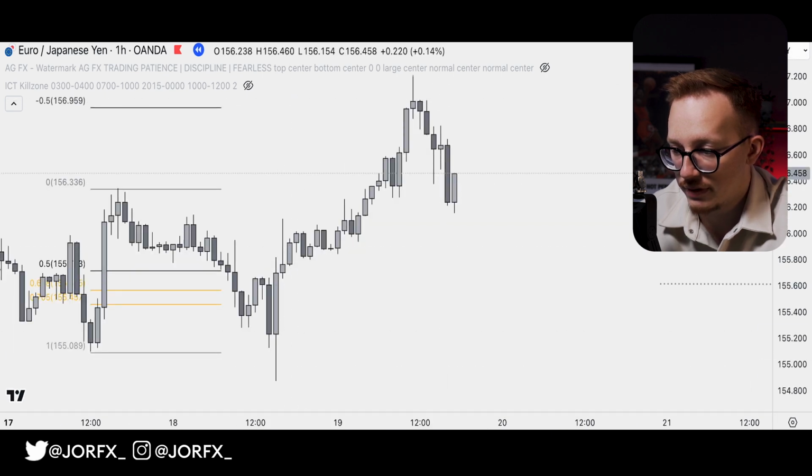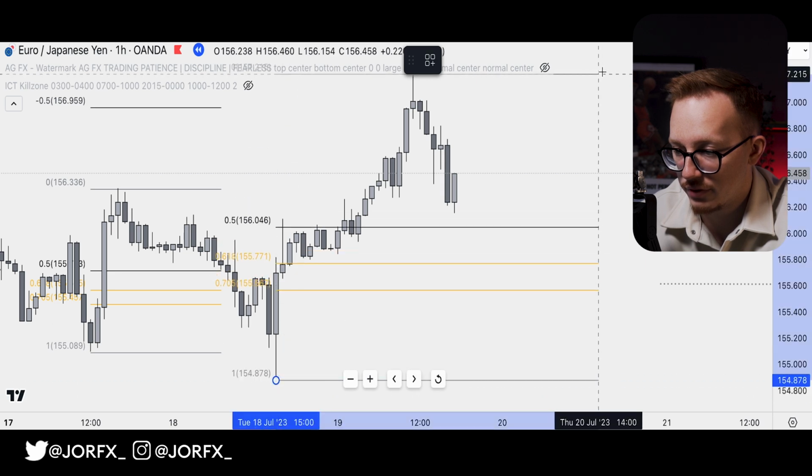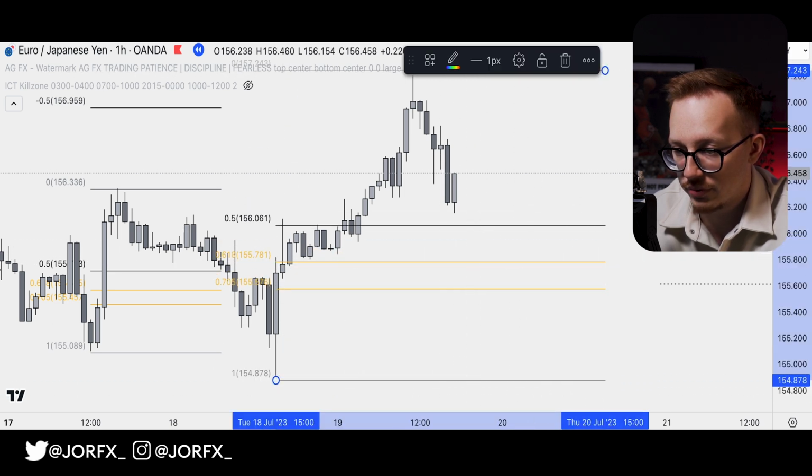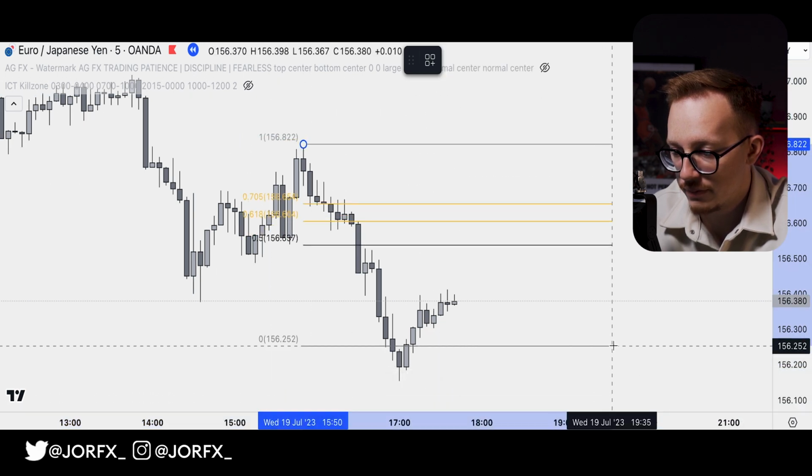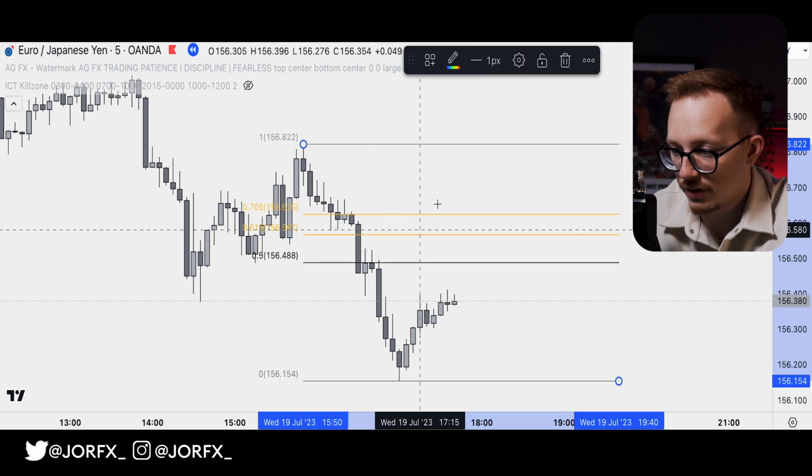1 hour did not have any pullbacks yet. So this is what we are looking for it to come down to the 61.8. So let's see on the 5 minutes if we can find an entry downwards. We want to see it come here inside of this optimal trade entry.